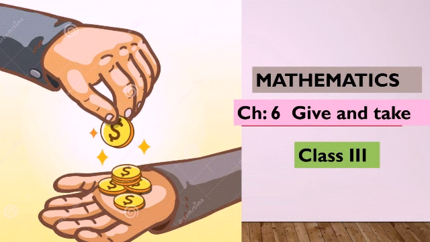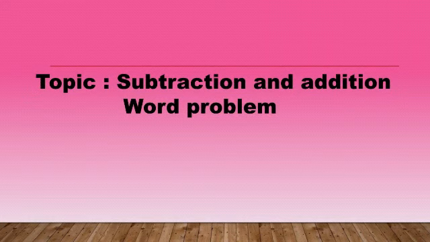Today I'm going to start a new chapter from the Math Magic book. It is the 6th chapter, that is Give and Take. Today our topic is addition and subtraction word problems. You know that the chapter name is Give and Take, so from the name you can easily understand that it indicates addition and subtraction.